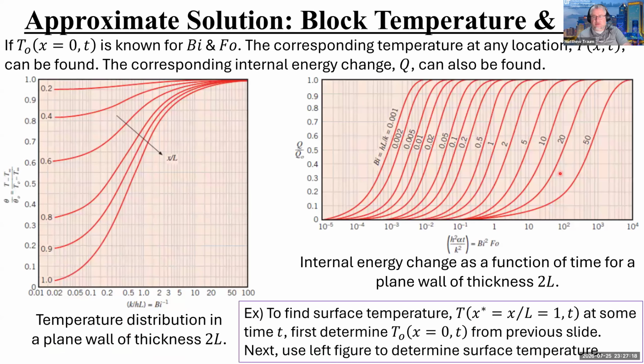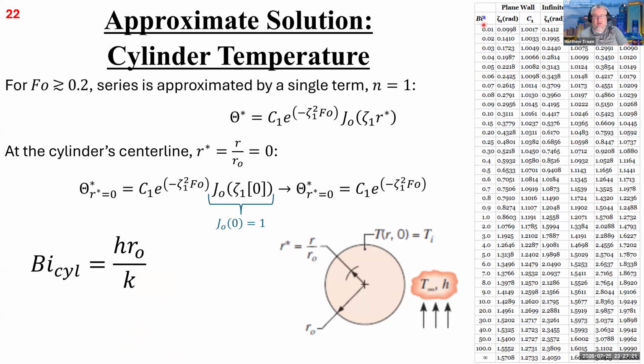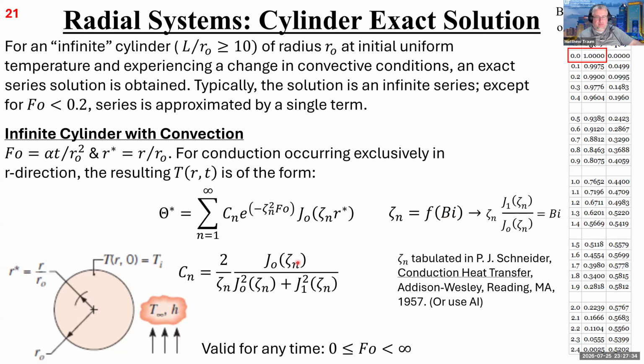So right, they live right here, right? So here's my various possible values of Biot number. And then here's for an infinite cylinder, here's zeta 1, and then here's C1, right? So they're all tabulated for you. You don't usually have to do this math, but just so that you know where they came from.